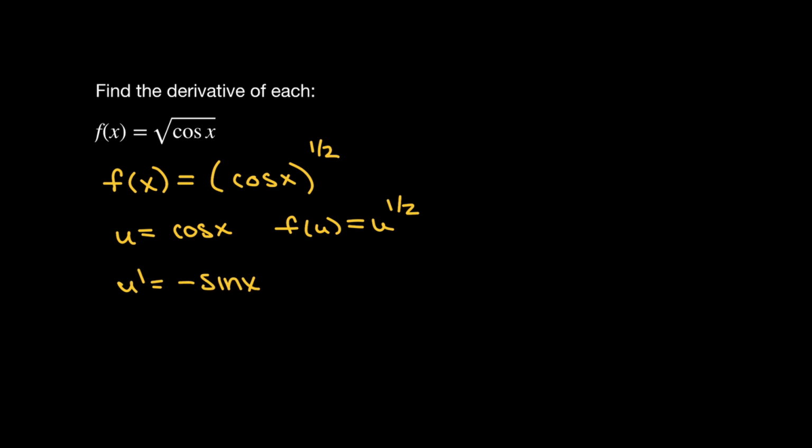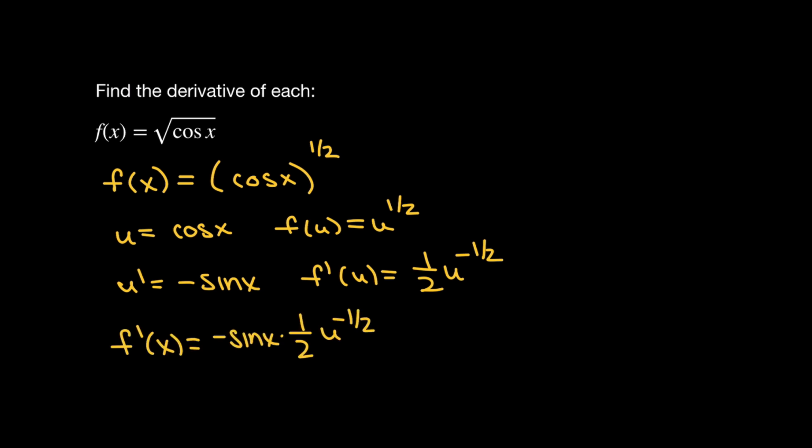The derivative of cosine x is negative sine x, and the derivative of u to the 1/2 would be 1/2 u to the negative 1/2. Chain rule says I have to multiply those two derivatives together. So negative sine x times 1/2 u to the negative 1/2. And then I'm going to replace that u with the cosine x. So negative 1/2 sine x, cosine x to the negative 1/2.